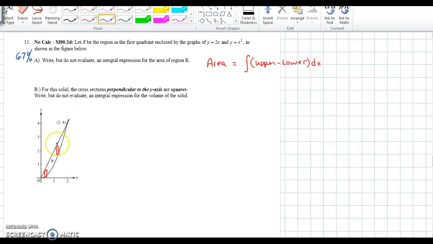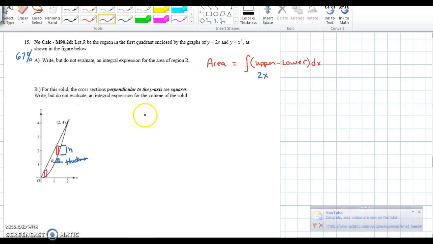In this problem, you've been asked for the area of region R. You should be thinking, I need a height times a thickness. The height is upper minus lower. Our upper curve is the line, 2x. The lower curve is the quadratic, x squared.